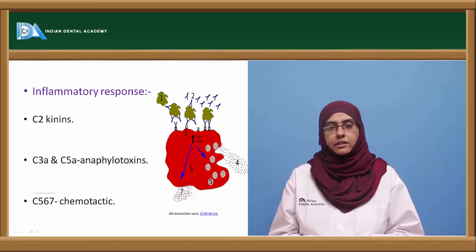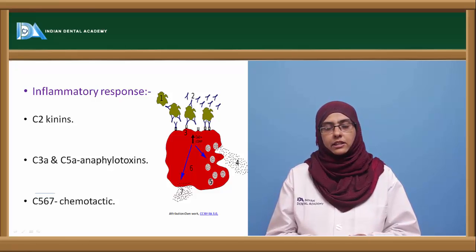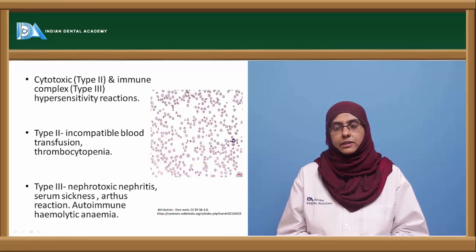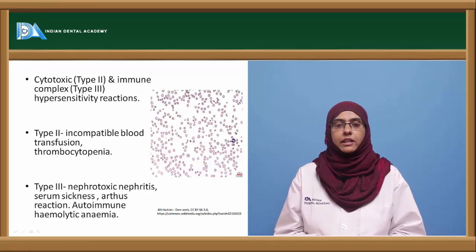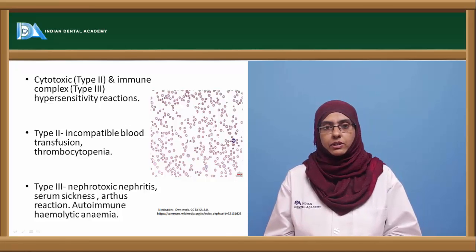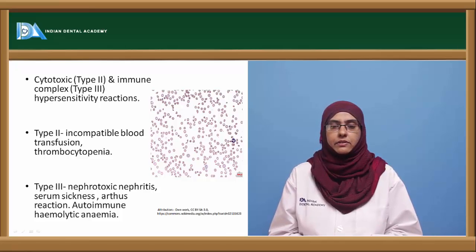And next is the C5b67 complex, which is chemotactic in nature, and brings about the reactive lysis of the organism. These complement proteins are also the ones that can mediate the autoimmune diseases, that is the hypersensitivity reactions, type 2 and type 3 hypersensitivity reactions.